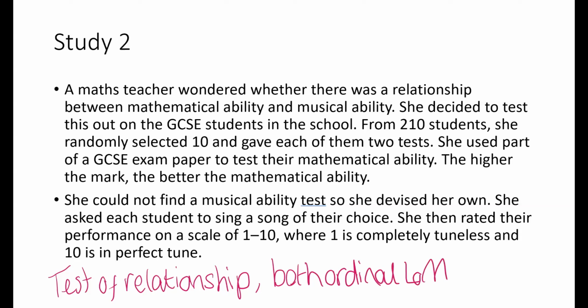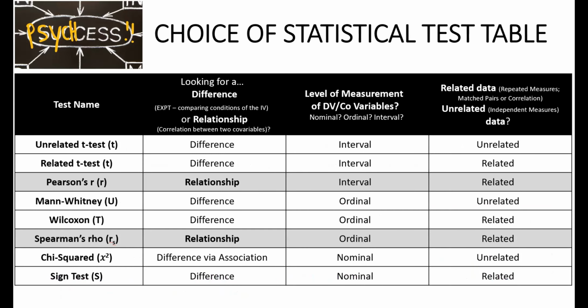And because of the nature of the study being a correlation, we also know that we've got related data. So again, if we go back to the decision table, looking at the 2 tests of relationship, we've got only the options of Pearson's and Spearman's. Because our level of measurement is ordinal and we've got related data, Spearman's rho is the most appropriate statistical test to analyze the data from study 2.